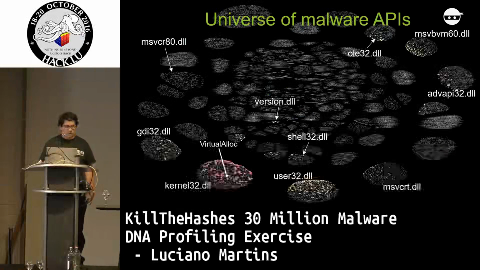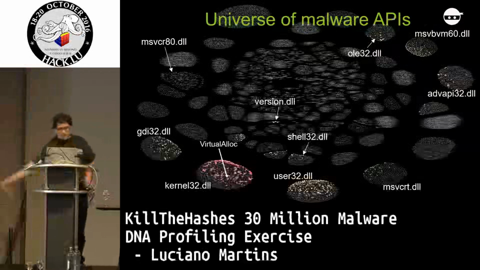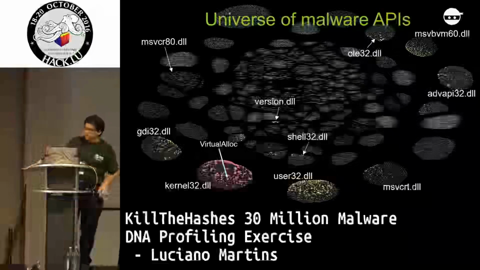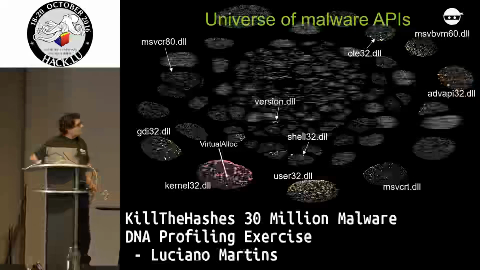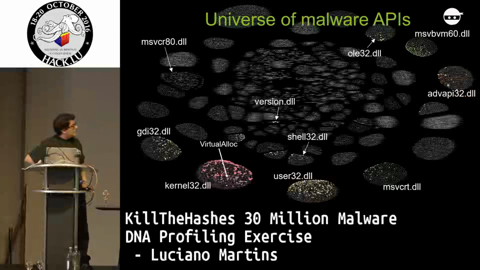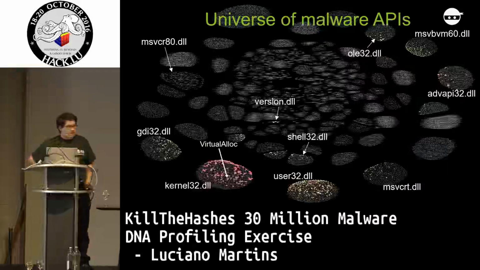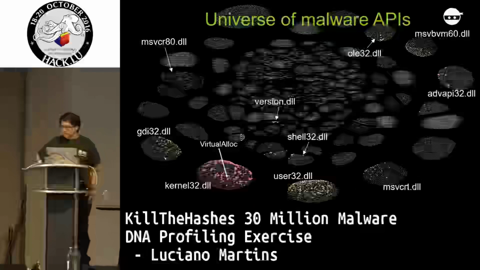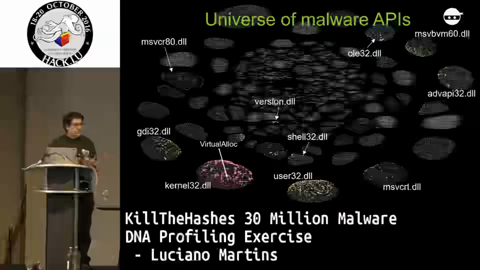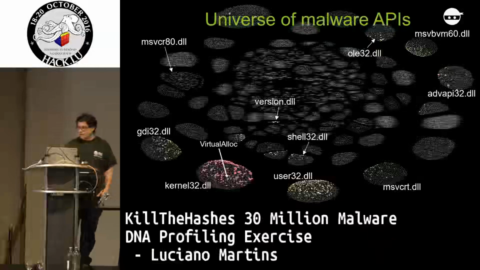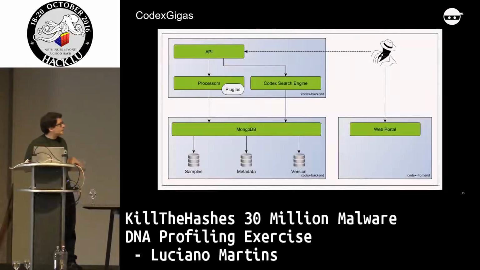We call it the universe of malware APIs. Those are some of the distributions for some of the DLLs being called. And again, I've never seen a graphic like that before. To me, it looks like beauty out of mess. So we talk about the research, but we also built software to do the research, and that's what we did. So we're going to talk a little bit about the architecture and some examples.